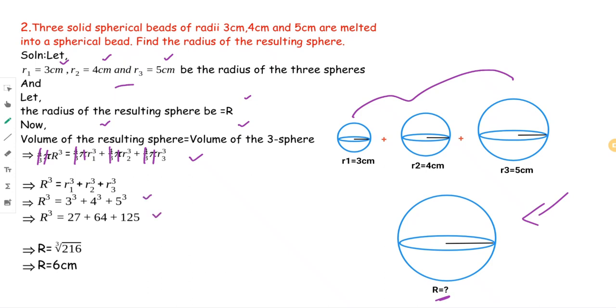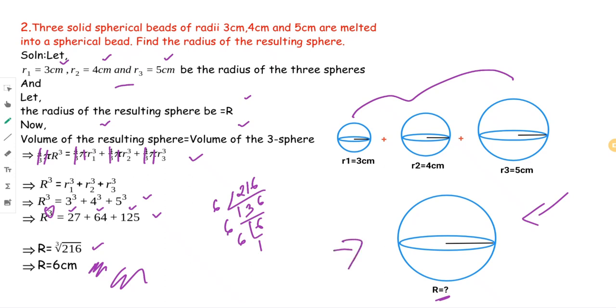3 cube is how much? 27. 4 cube is 64. 5 cube is 125. Now our cube root, right? So I'll change to the other side. We'll have cube root of 216, and the cube root of 216 equals 6 centimeter. So you just have to find the factors like this. Then 6 3s are 18, 19, 20, 21, then 6 6s are 36, and 6 6s are 36, and 6 1s are 6. Alright, that is how we'll get the radius of the resulting bigger sphere.